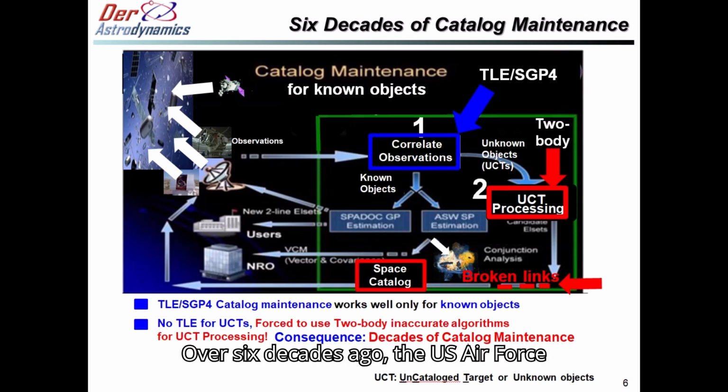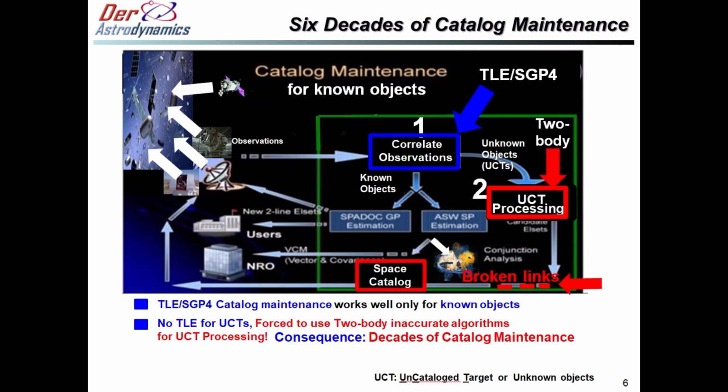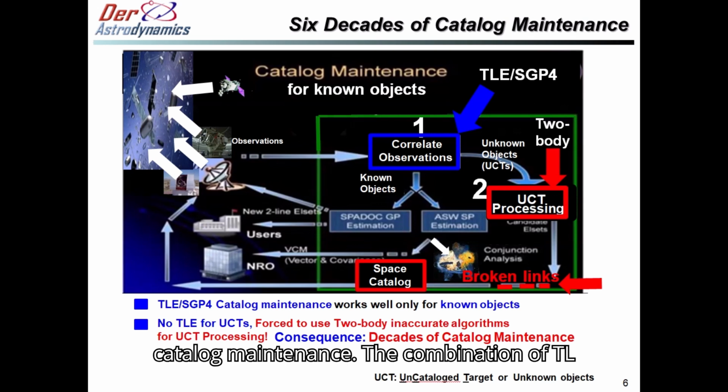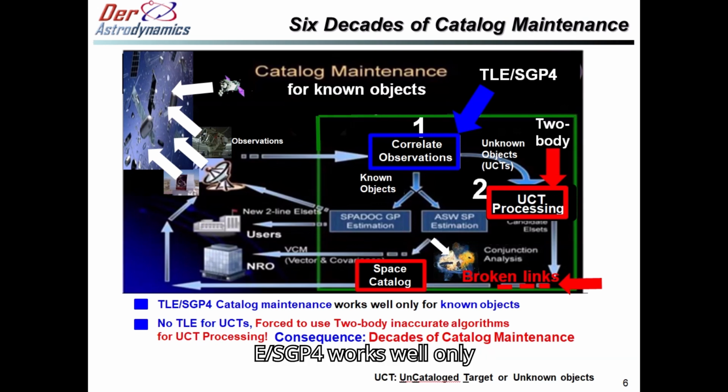Over 6 decades ago, the U.S. Air Force Astro Standard chose the HB4 orbit propagator and the two-line element TLE to build the TLE space catalog for rapid catalog maintenance. The combination of TLE HB4 works well only for known space objects, as in box 1, correlate observations, also known as track association as indicated by the blue arrow.